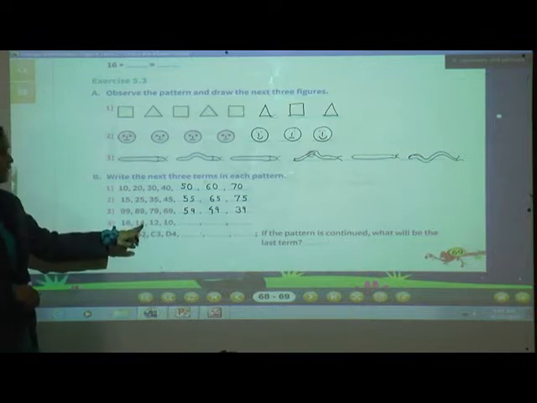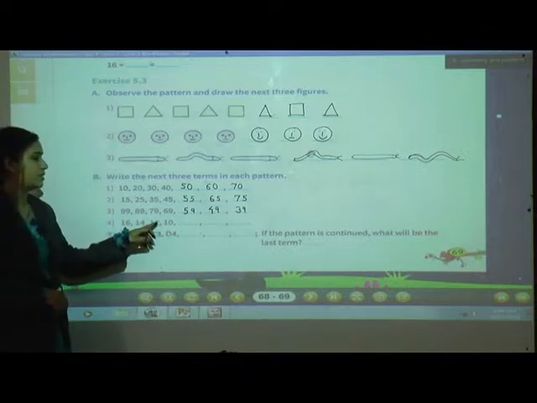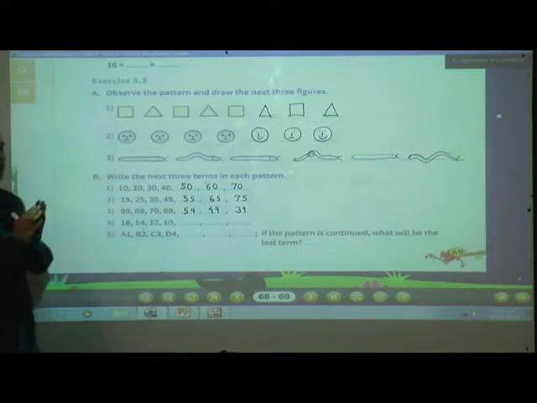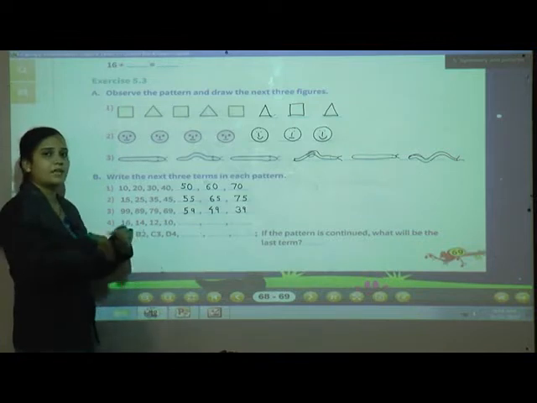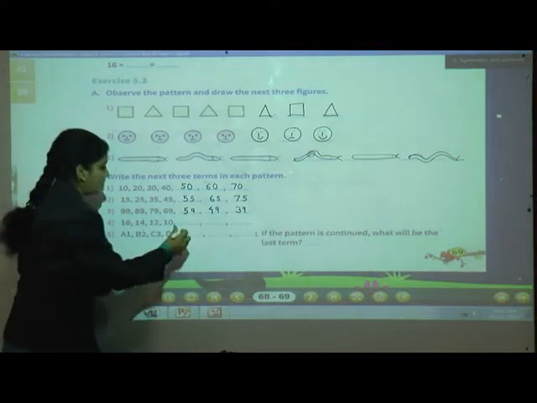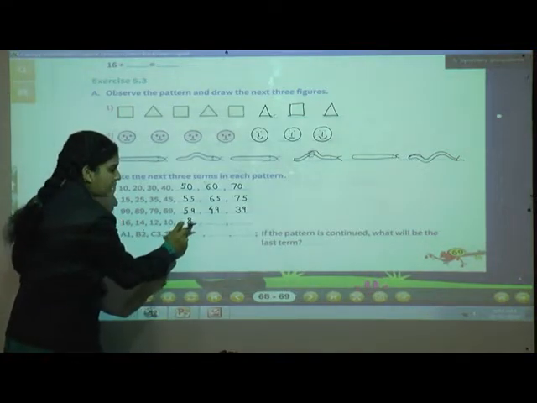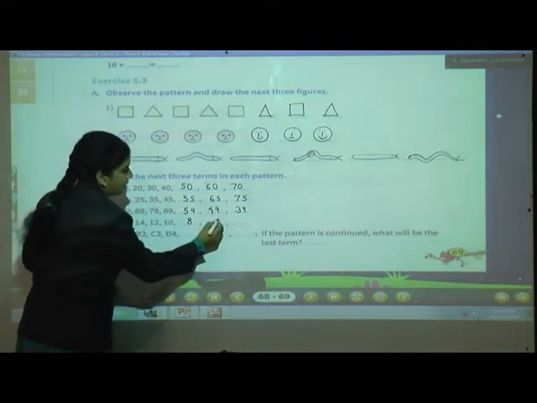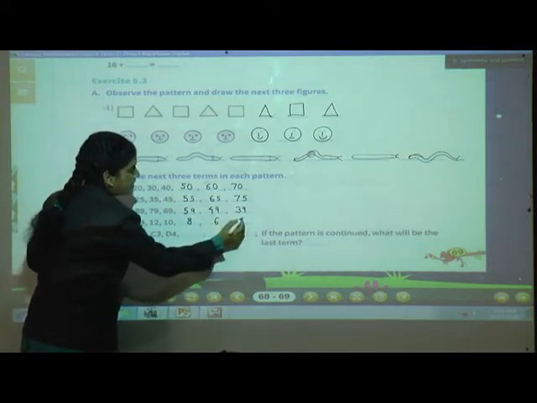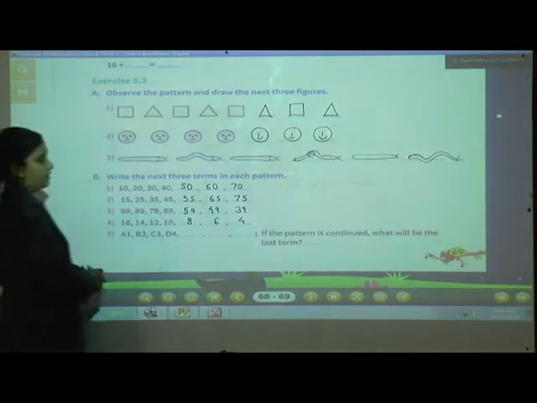Subtract 2 from 14, 12 is the answer. Subtract 2 from 12, 10. And subtract 2 from 10, 8. Again subtract 2 from this 8, 6. And 2 from 6, 4 is the answer.